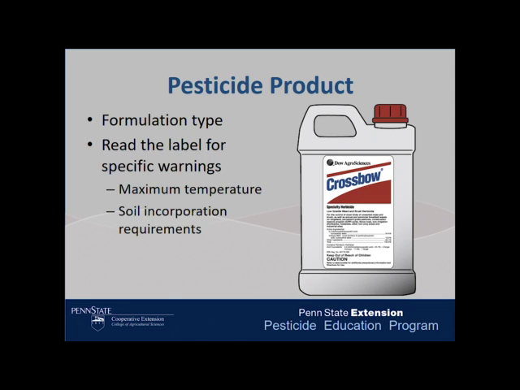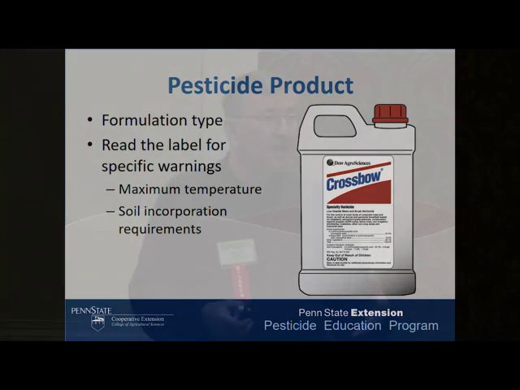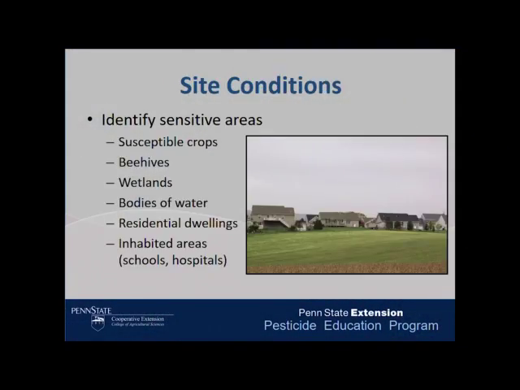Make sure you read the label for specific warnings. Maximum temperature. It may say do not apply above 85 degrees Fahrenheit. There's a reason for that. It probably has to do with volatility. And soil incorporation. We see this in the agronomic world. There are herbicides that must be incorporated, otherwise the UV light breaks them down and you really have a very short residual. And there's your active ingredients and a formulation type.